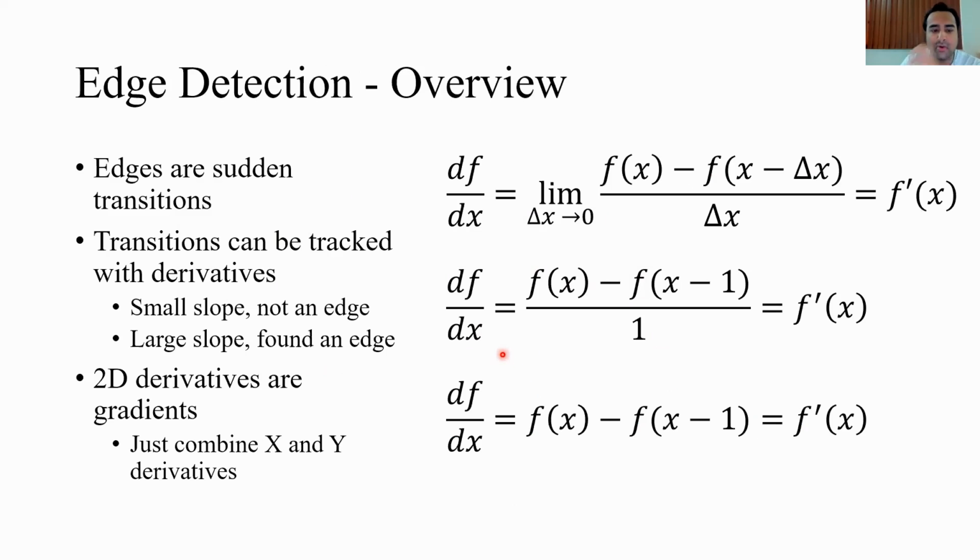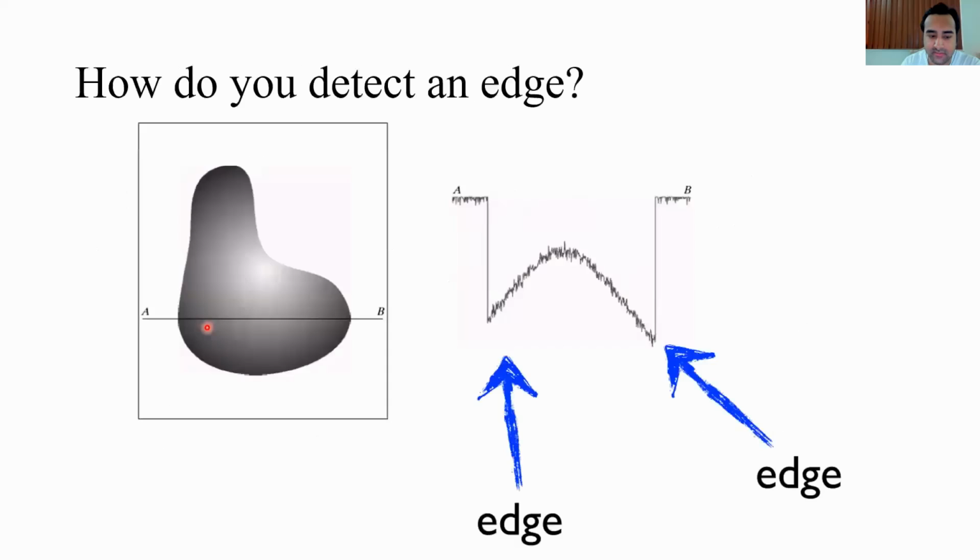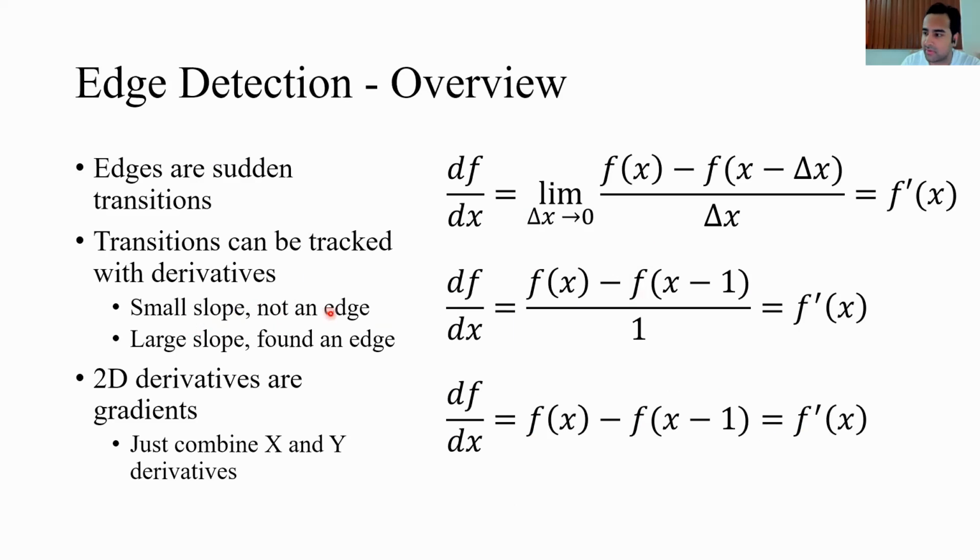So how do you actually go ahead and find these edges? Well, you can think of these transitions to be like derivatives. And if you see a very sharp change in these values, then that'll be a large slope. If you don't see a very sharp change, so for example here to here, then that would be like a small slope, so not an edge.